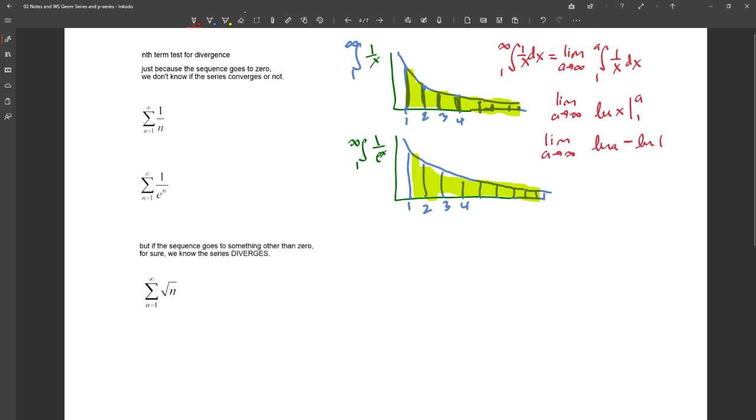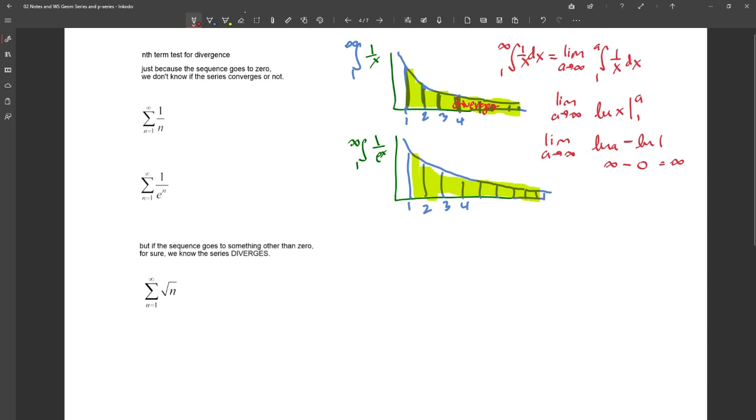Now I'm going to plug in the a here. So as a goes to infinity, what I'll get here is infinity minus 0, which is infinity. So this area under the curve, what we know is that it diverges. But if you notice, the limit of this sequence actually does converge to 0. It gets smaller and smaller and smaller. However, even though the sequence goes to 0, the sum underneath diverges.